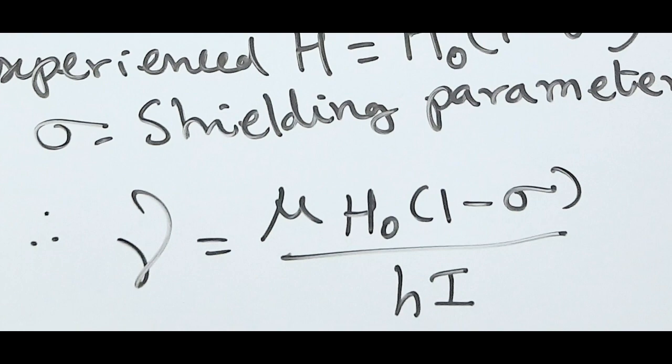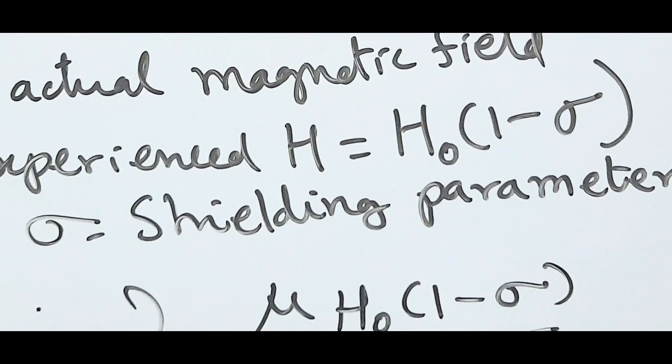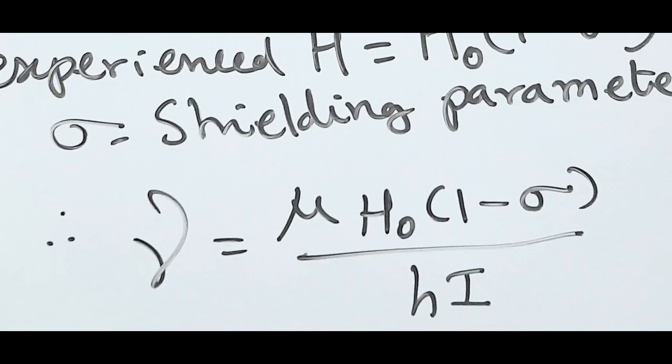The frequency of absorption of a nuclei in NMR spectroscopy is given by the formula nu is equal to mu H0 by h. Originally, it is now modified by H, mu H by h, small h, and H has to be substituted. H is equal to H0 into 1 minus sigma. So you have the expression nu is equal to mu H0 into 1 minus sigma by h. The new parameter is your sigma, whose value is called the shielding parameter.